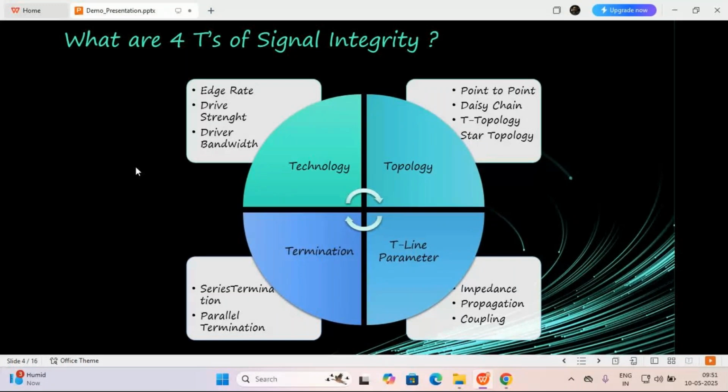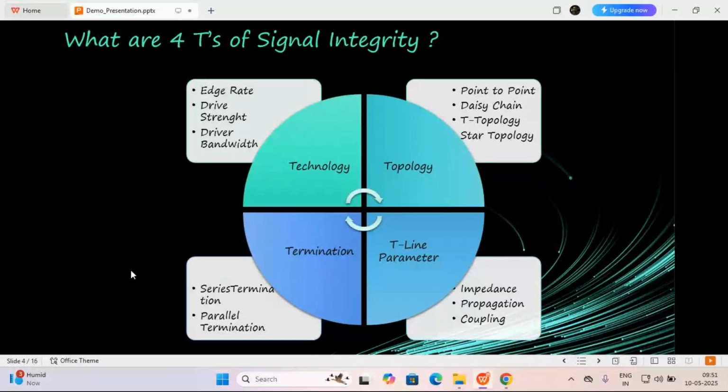The first parameter is impedance, which is the AC resistance offered by the transmission line to the signal. Then we have propagation delay, which tells about the time taken by the signal to travel from point A to point B. And then we have the coupling, which we will see in our further slides. And then at the last we have termination. Termination is a methodology which we use to terminate the signal at the end point, so that we don't see any reflections arising from the end.